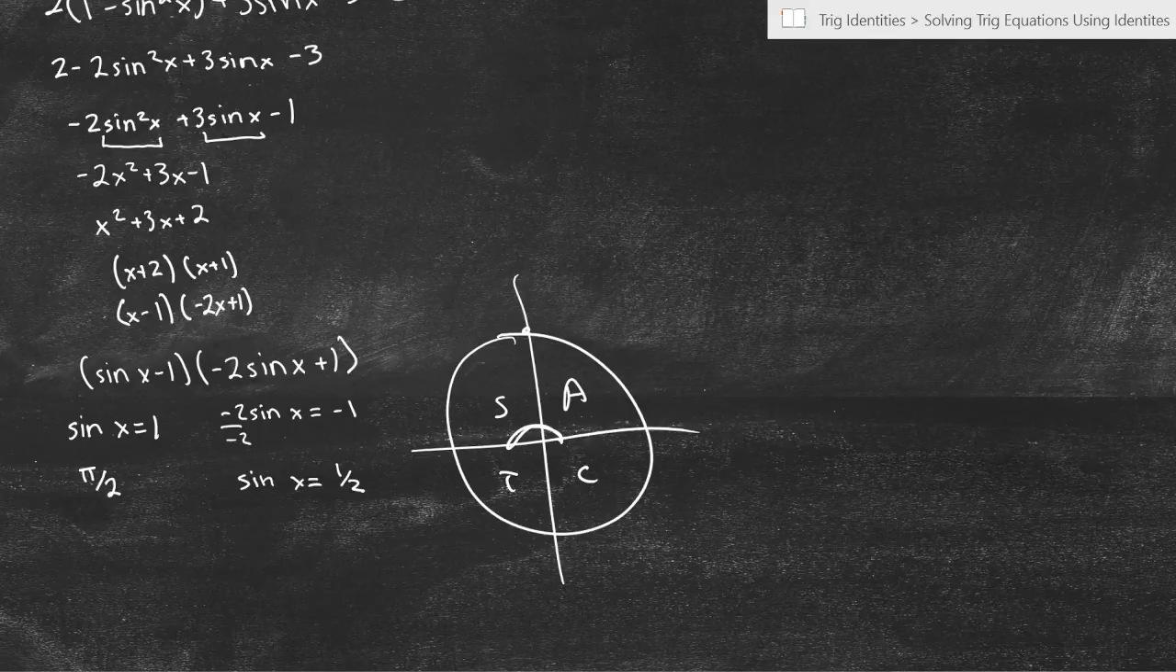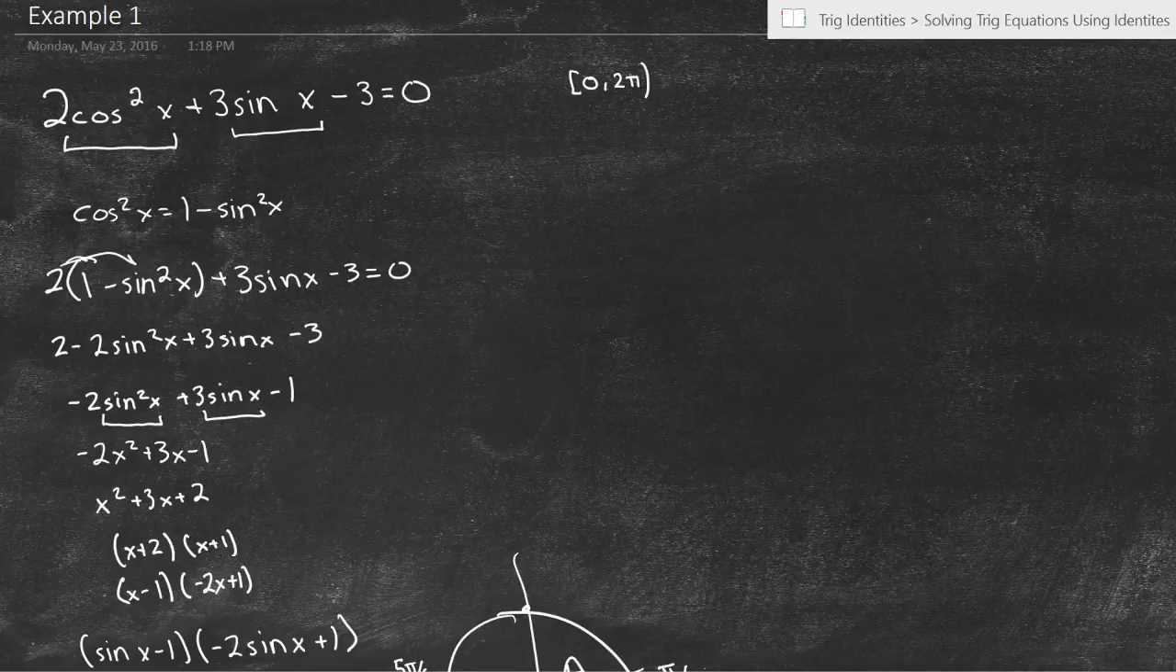Okay, so now we just have to work with that 1/2. When is sine equal to 1/2? It's going to be when we're over here, this one. So that's pi over 6. Then it's going to be the same thing on the opposite side, so that's going to be 5 pi over 6. So x equals, this is on the interval from 0 to 2 pi, remember, x equals pi over 2, pi over 6, and 5 pi over 6.